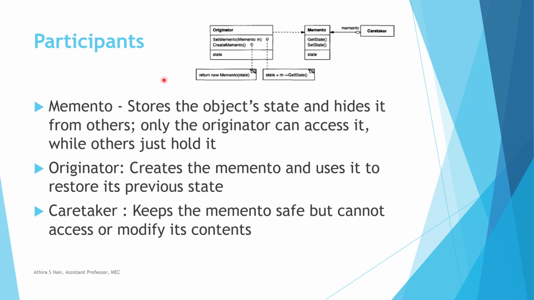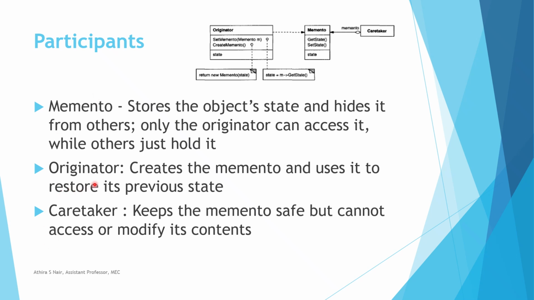So there are three participants in the memento pattern. So memento stores the internal state of the originator object. The memento may store as much or as little of the originator's internal state, and it also protects against access by objects other than the originator. And mementos have effectively two interfaces.